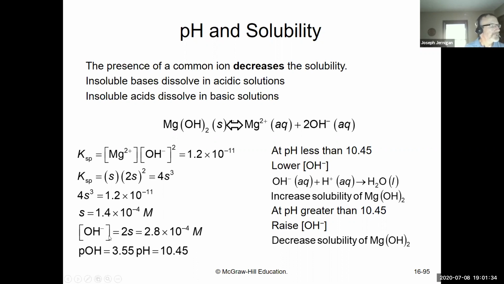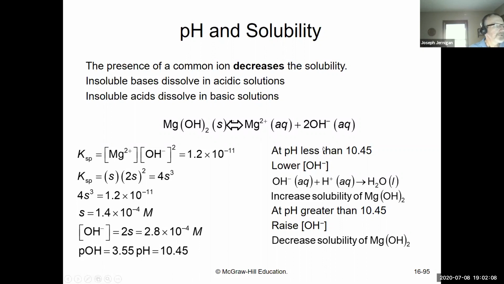The hydroxide ion was calculated. I'm sorry, the pOH was calculated to be 3.55 by converting the hydroxide ion concentration to the minus log of hydroxide, or pOH. That gives you a corresponding pH of 10.45. 14 minus 3.55 gives you 10.45, right? pH plus pOH is equal to 14.